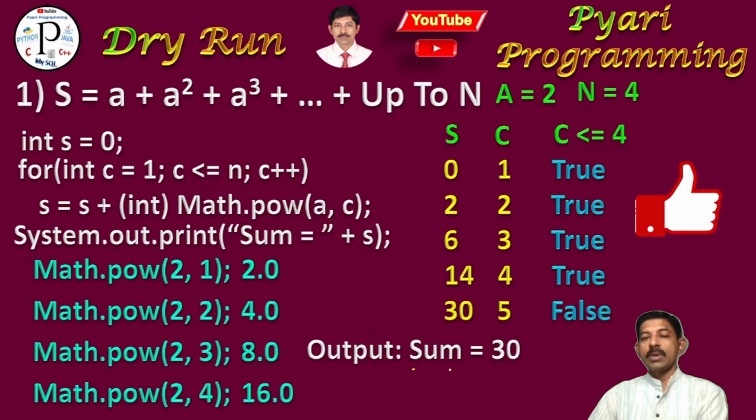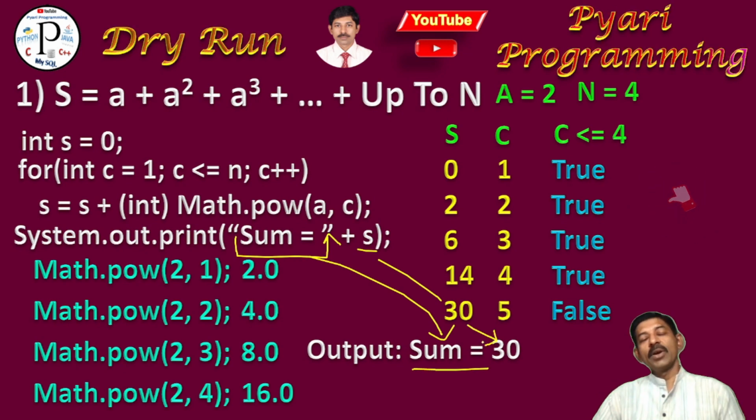Why am I getting this "sum is equal to"? Because it is enclosed within double quotes. That's why I'm getting this message, sum is equal to. After that, I'm having a variable called s, where s value is 30. So that's why it is displaying 30. Hope I'm clear to everyone.